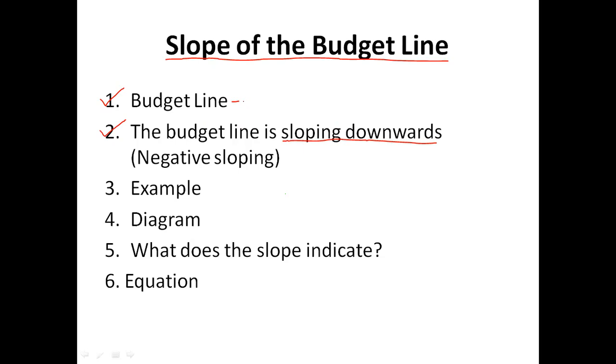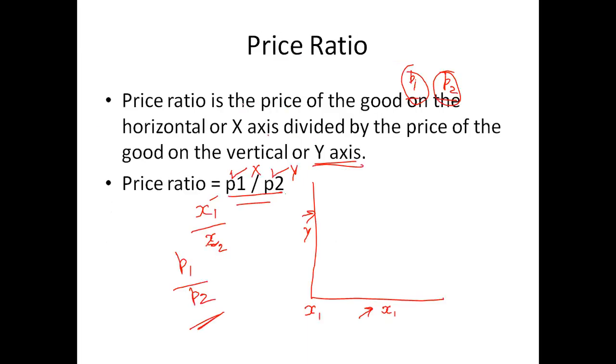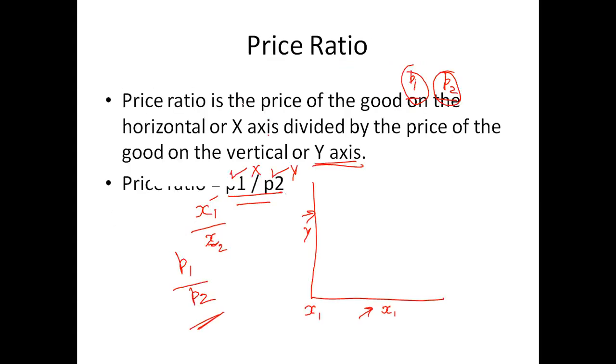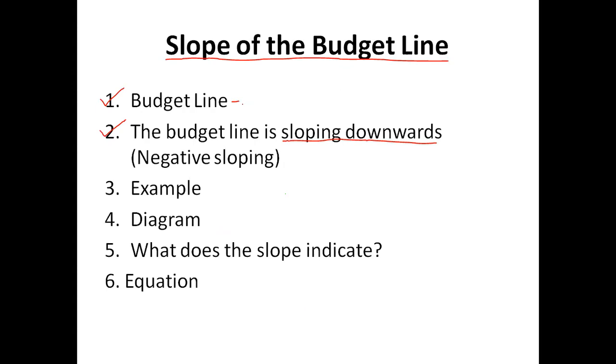Budget line is a line which shows the combination of two or more goods provided the cost of the goods is equal to the consumer's income. Okay, so we have the slide here. Then explain budget line. It is a line which gives the different combinations of two goods which a consumer consumes whose cost is equal to his or her income. Okay, this you can write, that you should explain first.